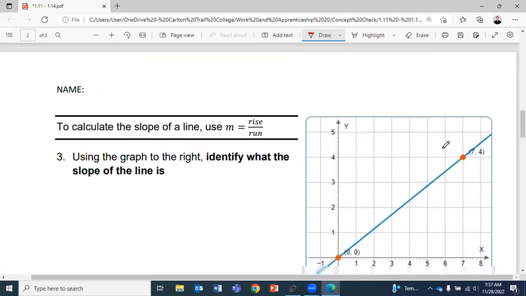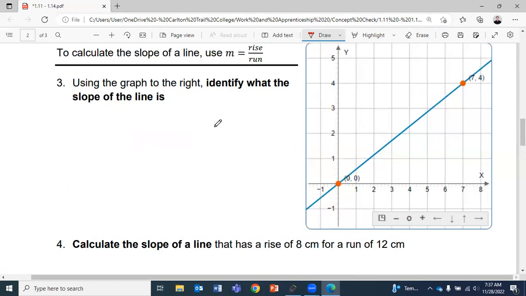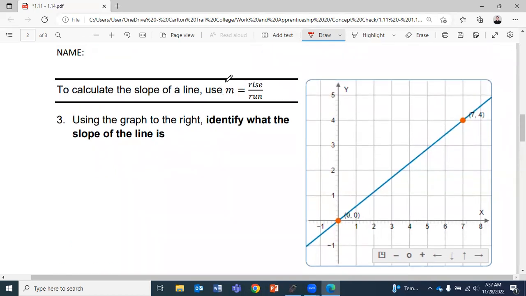So let's go to question 3 here. Using the graph, identify what the slope of the line is. Remember, you calculate a slope with this formula. M equals rise over run, right? So M equals, what's my rise? How many times did it go up here? Well, it goes 1, 2, 3, 4. It goes up 4 times, right? So that's my rise. My run is how far across it goes along the horizon. It goes 1, 2, 3, 4, 5, 6, 7. Okay. So it's just 4 over 7.